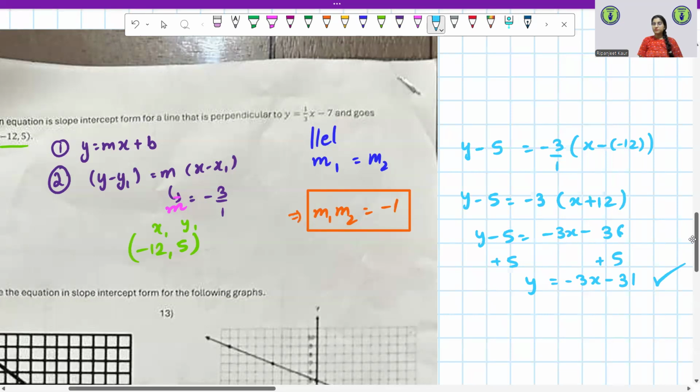Wait, in total you did y minus 5 equals negative 3 over 1 times x. How did you switch from the first to the second line? Why was it x plus 12? Oh, okay, I see what you did. And then y minus 5 equals... Oh, you distributed the negative 3. Yeah.